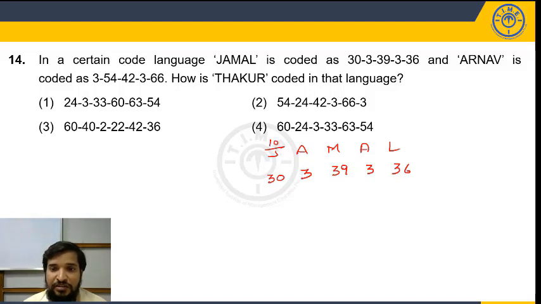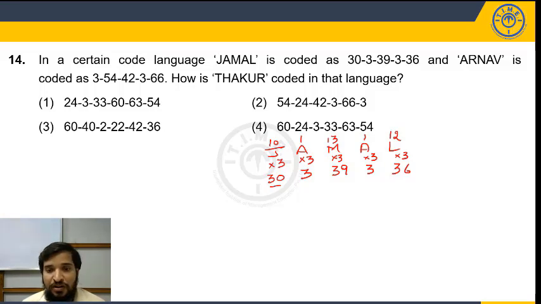J place value is 10, A place value 1, M place value 13, A place value 1, L place value 12. If you observe, the code is 30 and J place value is 10. It is nothing but 3 times the place value of J. A place value is 1, 3 times is 3. 13 3s are 39. 1 3 is 3. 12 3s are 36. It is nothing but 3 times the place value of the letter. What's the logic? 3 times the place value of the letter.